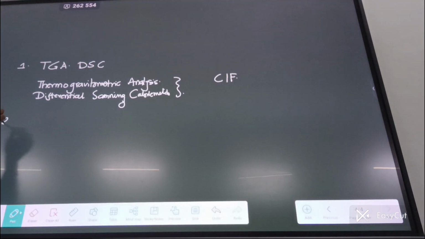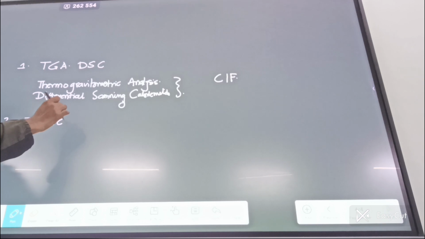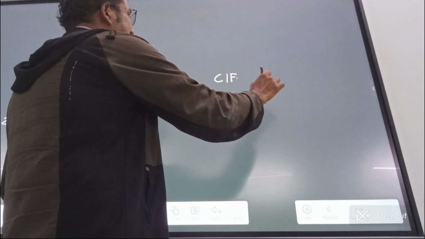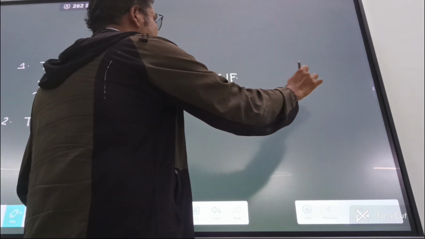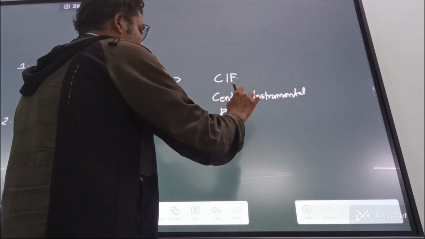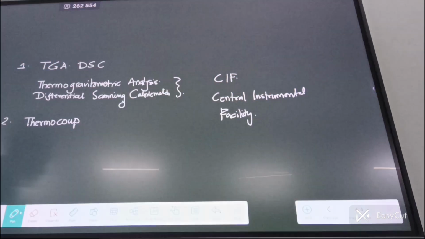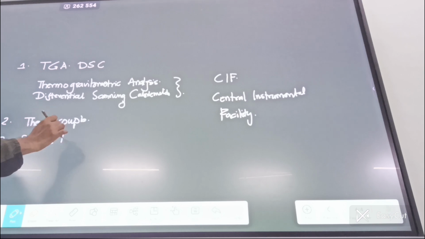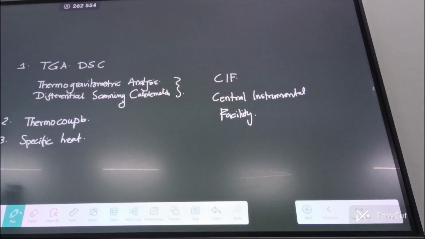Then we will do some experiments. We will do already plus to PK, but still like one more couple. What is CIF? CIF is Centralized Instrumental Facility. I have to see in which condition this instrument is, so that we can go and have a look. Thermocouple, you can specifically heat and all that. These experiments will be done. So we will do simulations, mathematical and computational simulations.